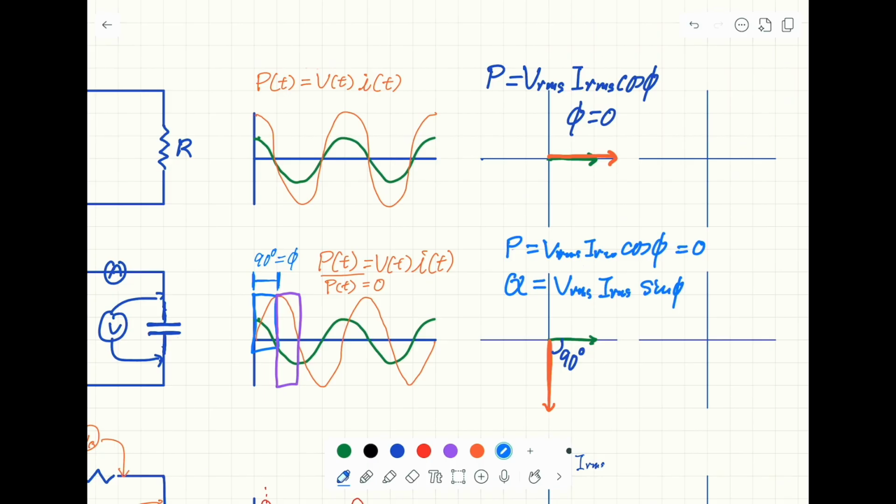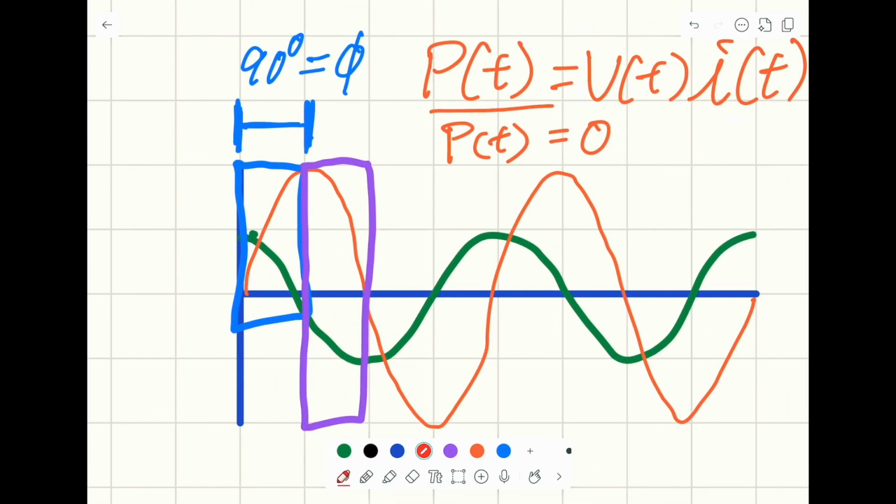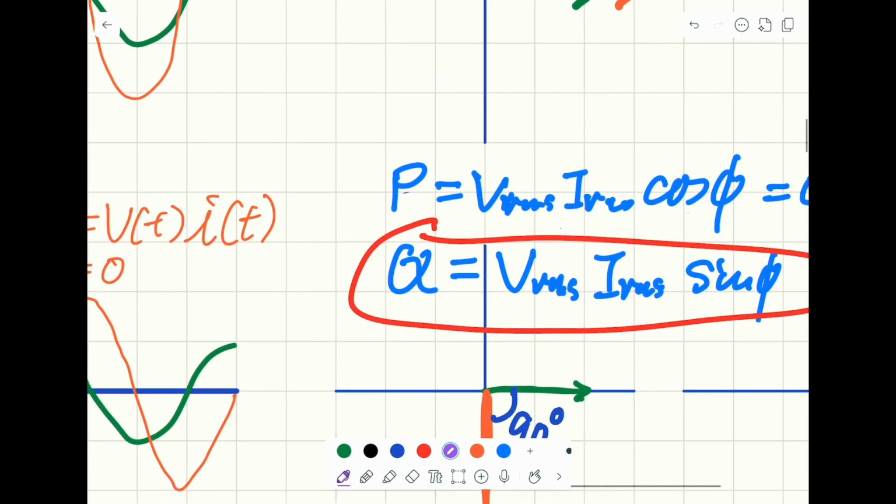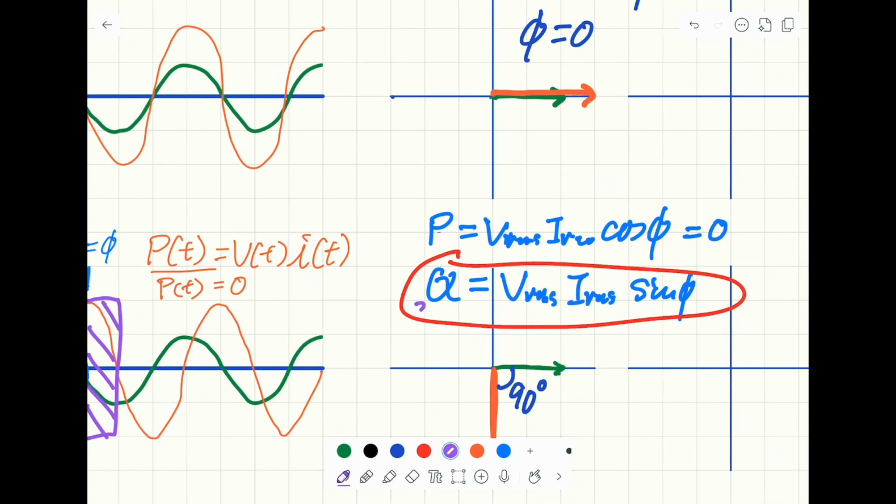So this Q here means the amount of energy stored during this phase, and it is also equal to the amount of energy released during this phase. So this is how much energy is stored or released during the storing phase or releasing phase. However, on average, it's still 0. So we call Q the reactive power, the amount of power stored and released by the capacitor.